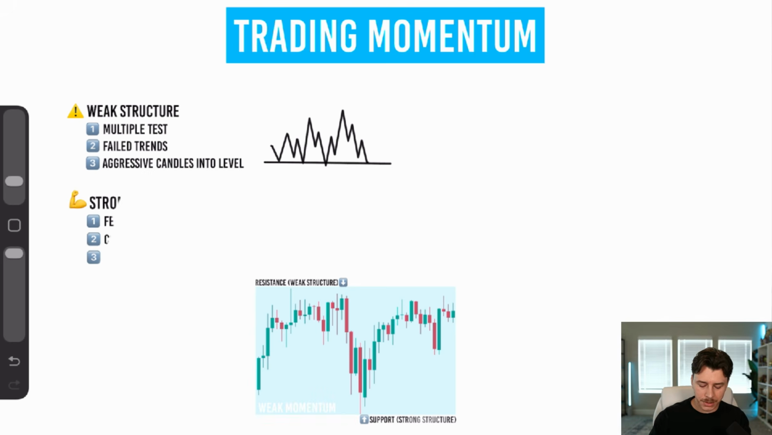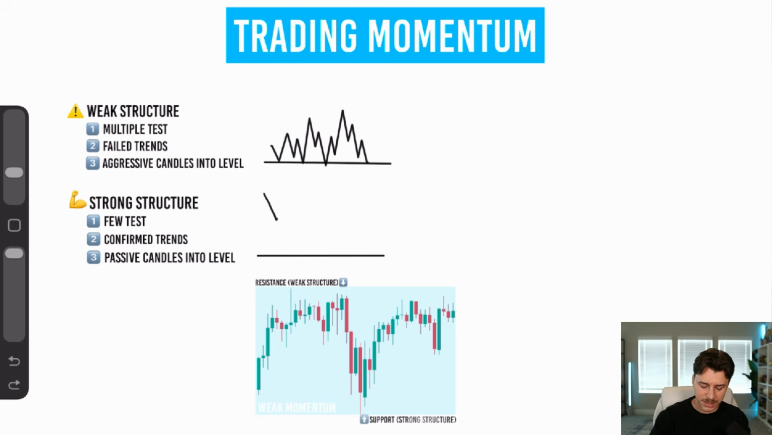So in this example, we'll use another level of support to determine strong structure. We want to see first that this level has been tested few times. And then we have confirmed trends. What does that mean? It means price was able to hold higher lows during this move and create actual trends. That shows that this is a strong level of support. I would want to be trading away from this level, not through it. Passive candles into this level, meaning as we come back down to test this level, we want to see a lot of hesitation. We want to see selling activity actually decreasing as we come to test this level, and then of course confirm trends off of that level.